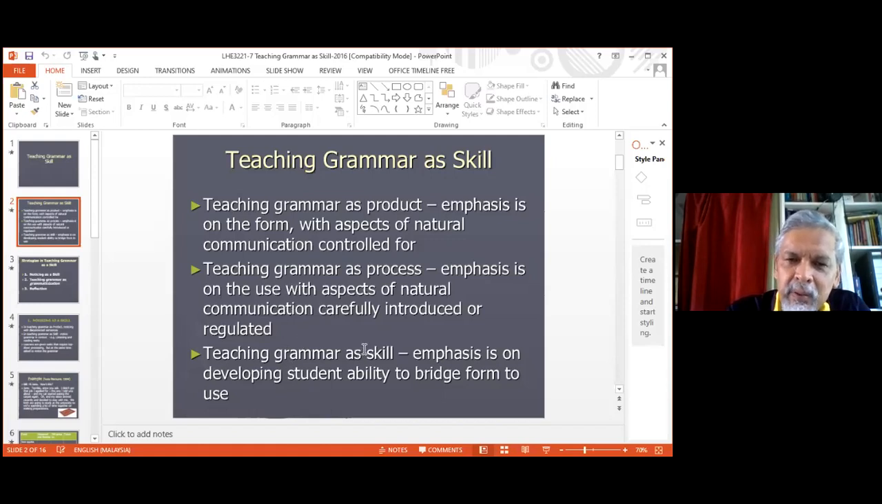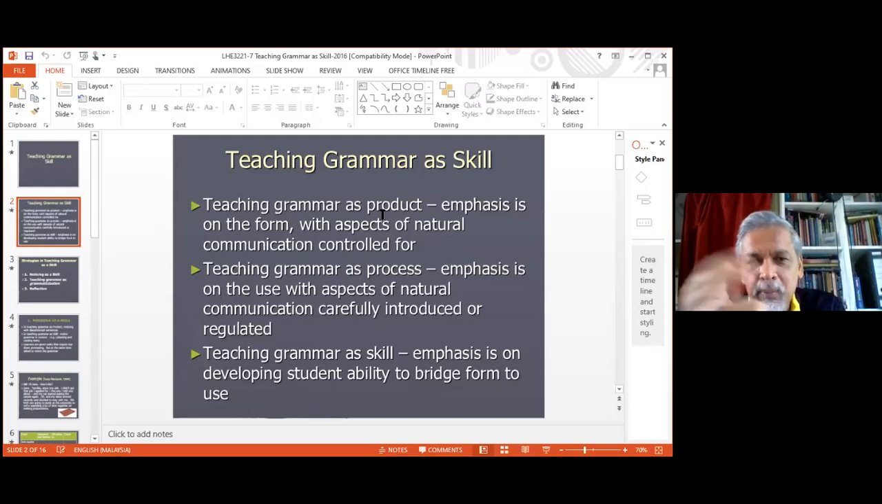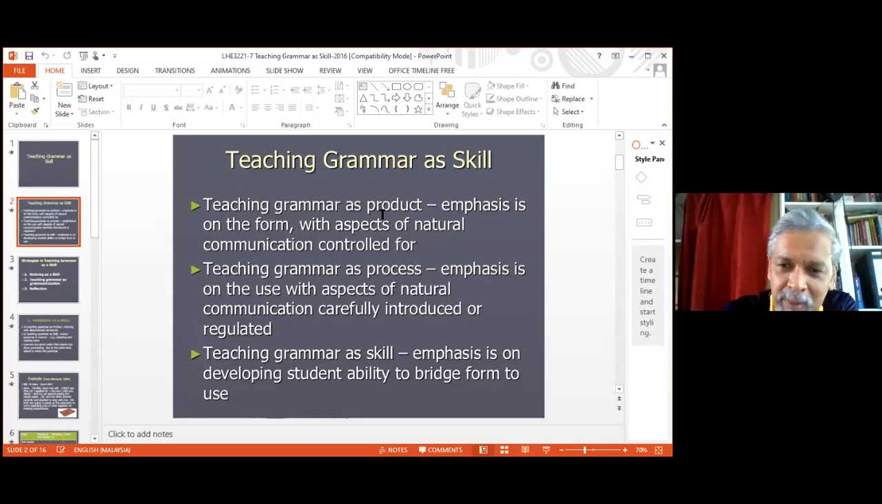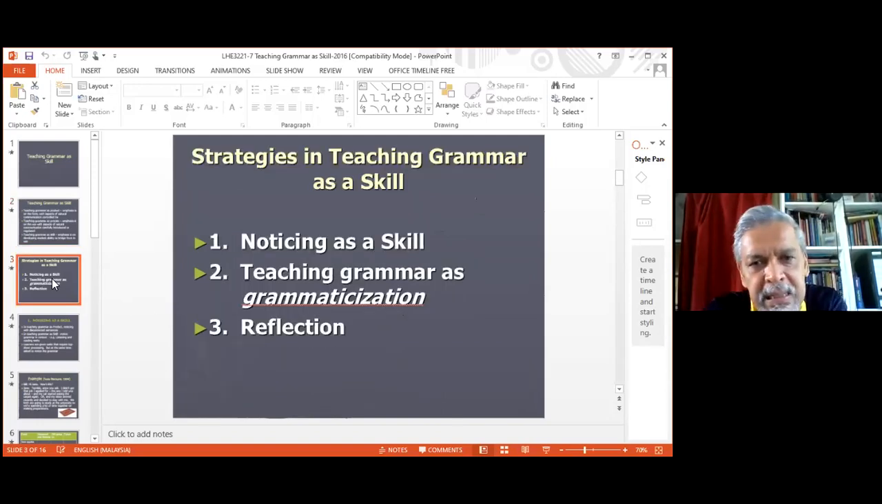So form is structure. You know the structure now, you know the form now. Product. So now with skill, you want to move from the form to the use. And in order to move from form to use, you have to develop certain abilities or certain skills. So that's the emphasis, the focus of what teaching grammar as skill is doing. These are some strategies in teaching grammar as a skill, strategies when you teach the students.